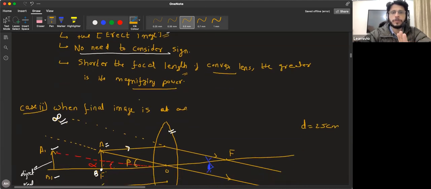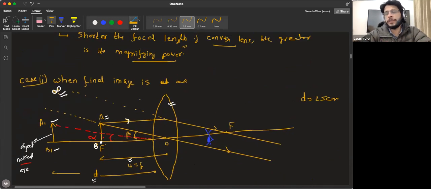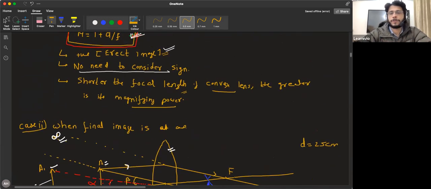So you must have written up. The second is when your final image is at infinity. So just a minute, the last 2 points.